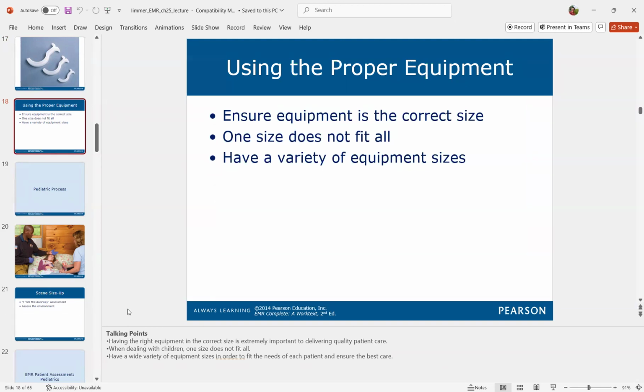There is a wide variety of equipment sizes to fit the needs of patients and to ensure that we have the right stuff. You guys probably won't be dealing with a ton of pediatric patients in the field that you're going into, more geriatric. So just know that there is equipment out there that's the same as the adult, it's just smaller in size.